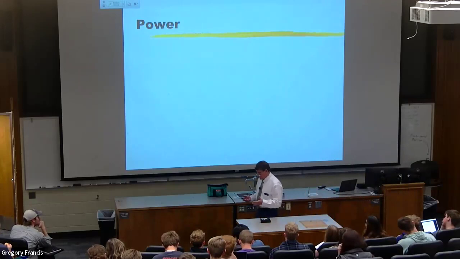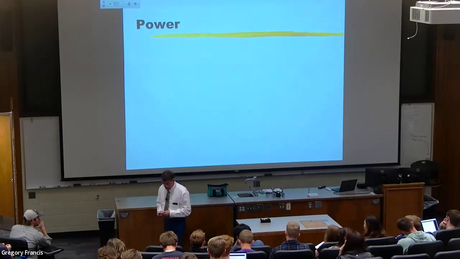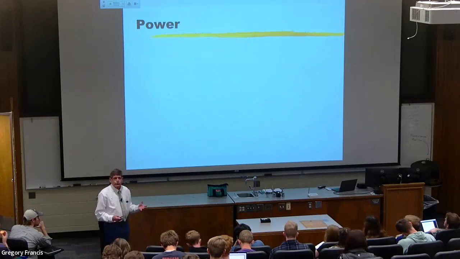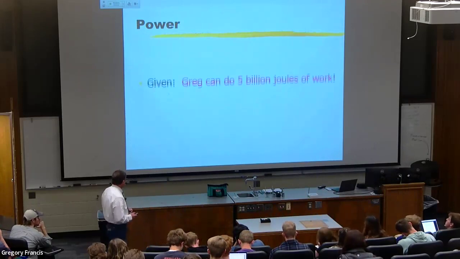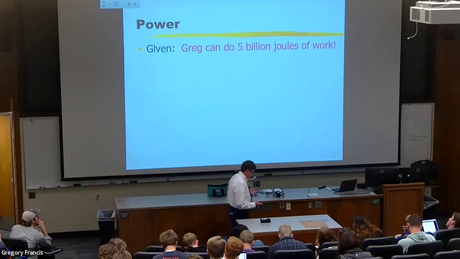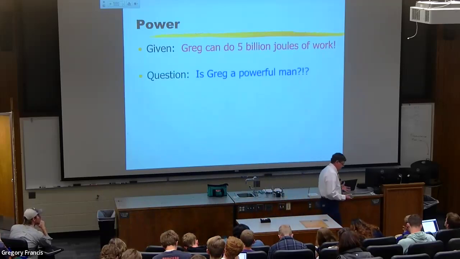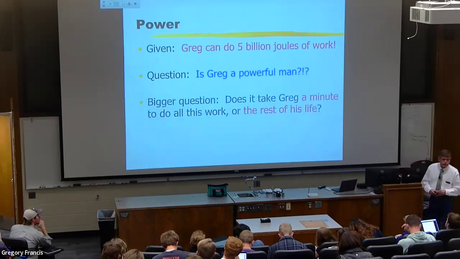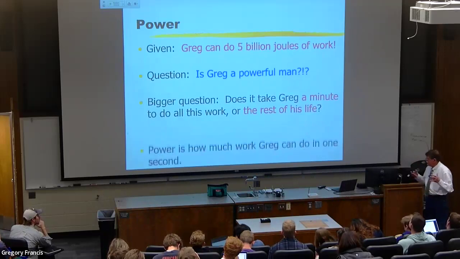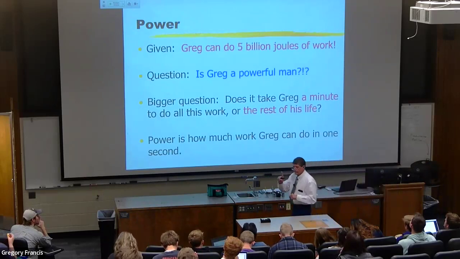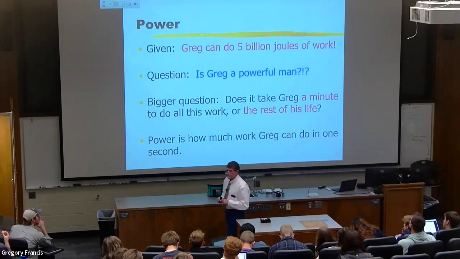Just to remind us where we got to on Thursday last week, the idea of power is just how quickly you can do work. If Greg can do 5 billion joules of work, the question that you would ask is, how long does it take him to do that work? Okay, is that something that is going to take him a little bit of time or a lot of time? And power is the amount of work you can do in 1 unit of time, the unit being 1 second.